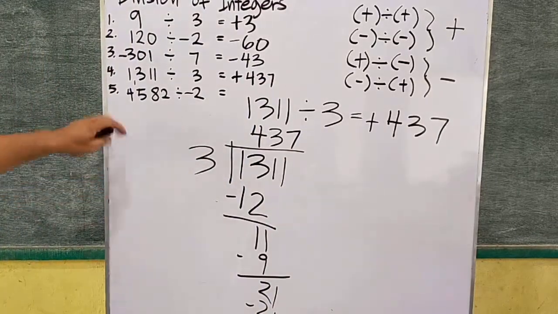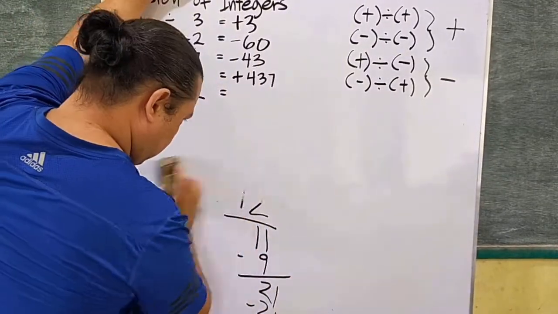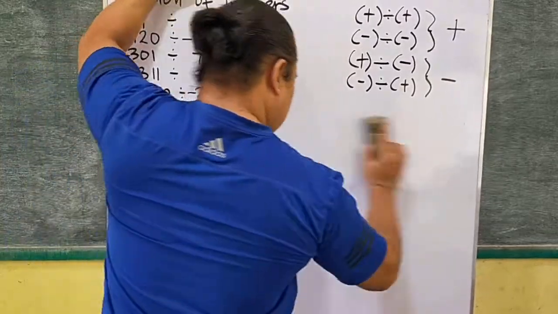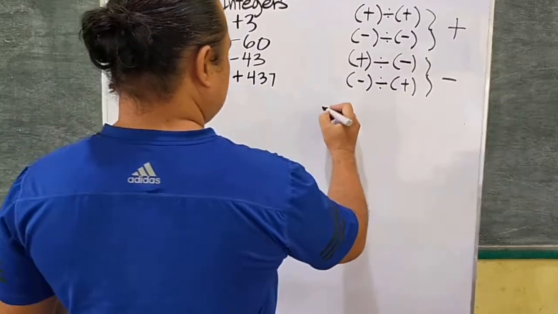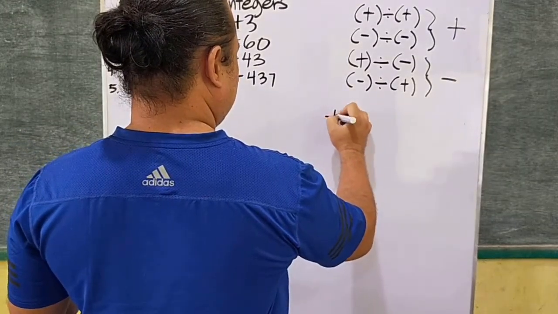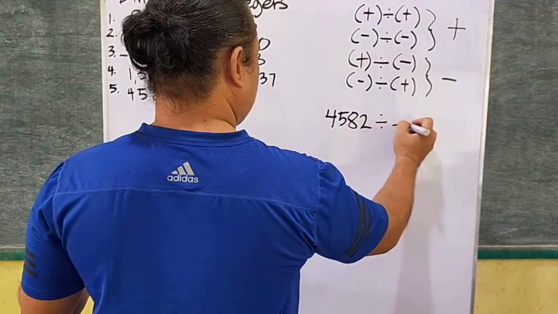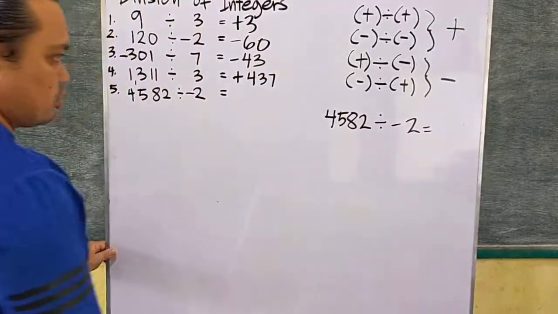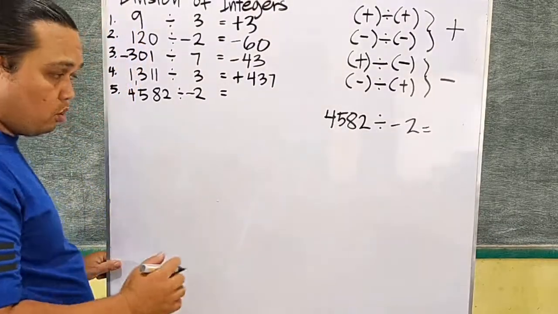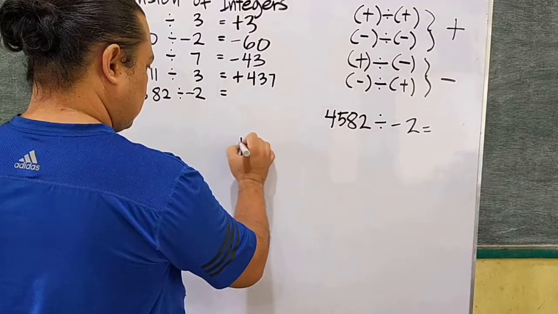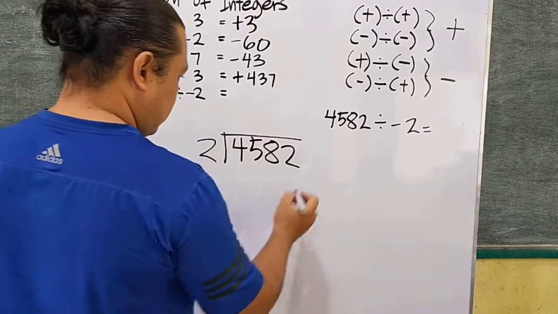Okay? Now let's answer number 5 for our last example. Okay, so we have 4,582 divided by negative 2. Okay, so to divide integers, let's divide first the integers just like whole numbers. So let's get their quotient. 4,582 divided by 2. Okay, so let's divide.